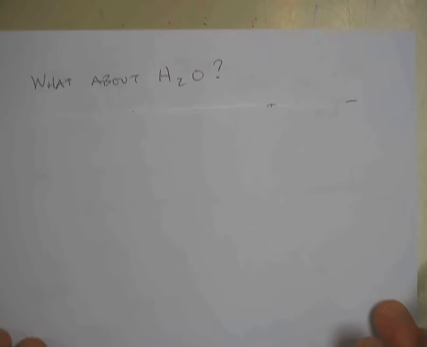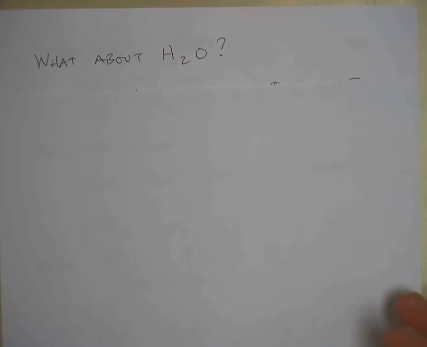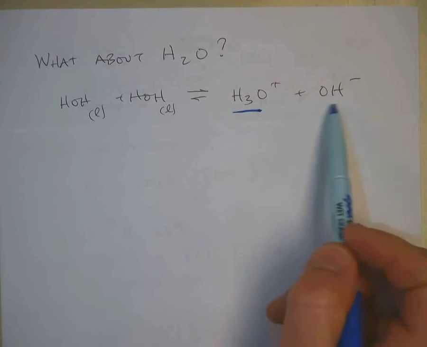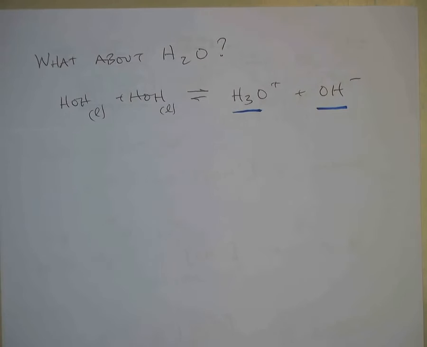Okay, well, what about water? We talk about everything being dissolved in water, but does water itself form any ions? Well, water can actually, on a very, very limited basis, react with itself, and it can form some H3O+ and some OH-. And when it does this, it's said to auto-ionize. Auto, by itself, ionize, okay?